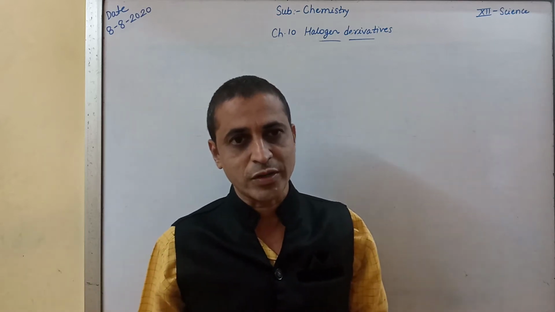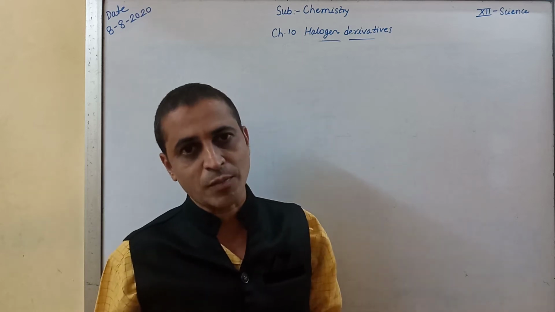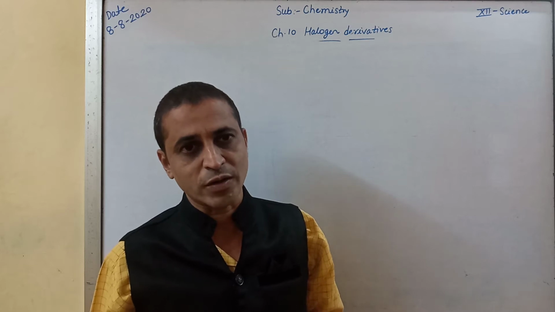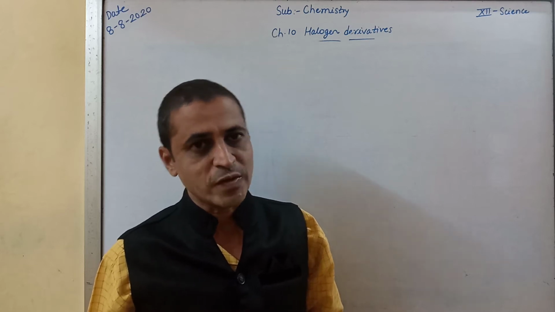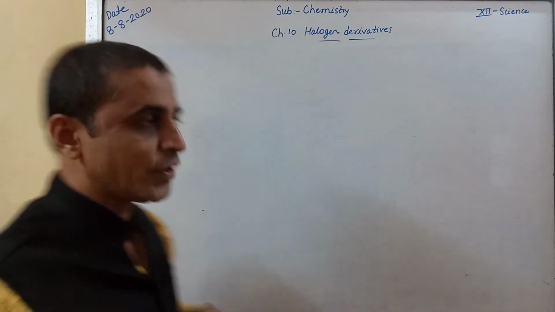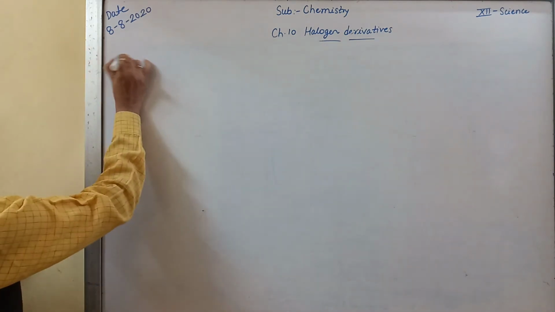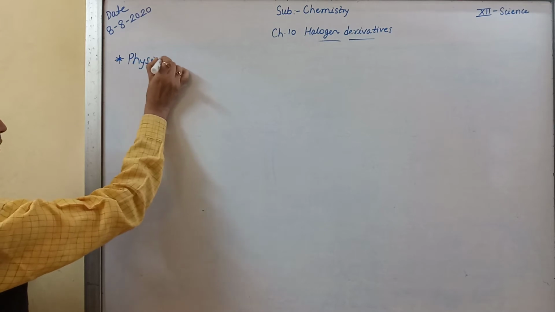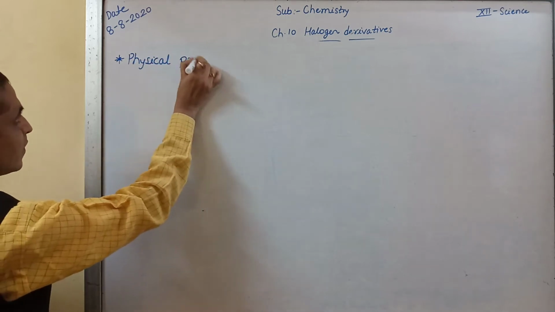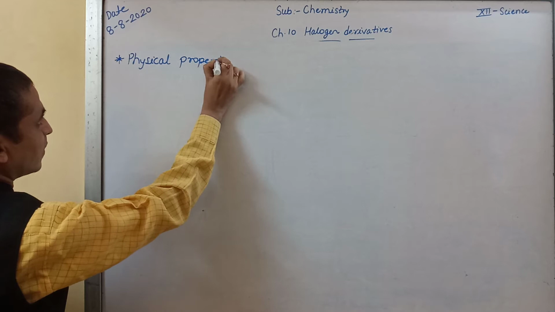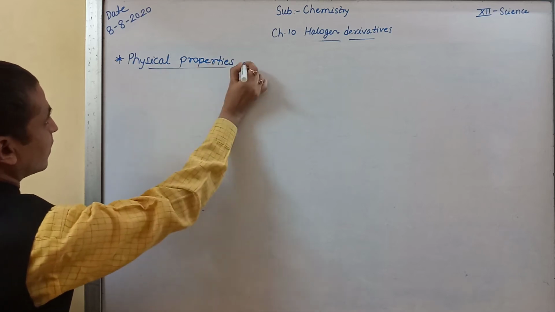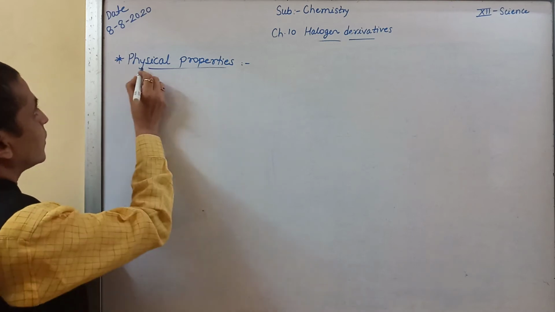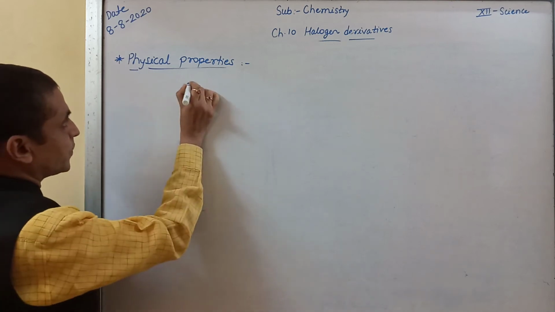In the previous lectures we have studied about preparation of haloalkane as well as preparation of haloarenes. Today we are going to study physical properties of halogen derivatives. See, let us study physical properties.